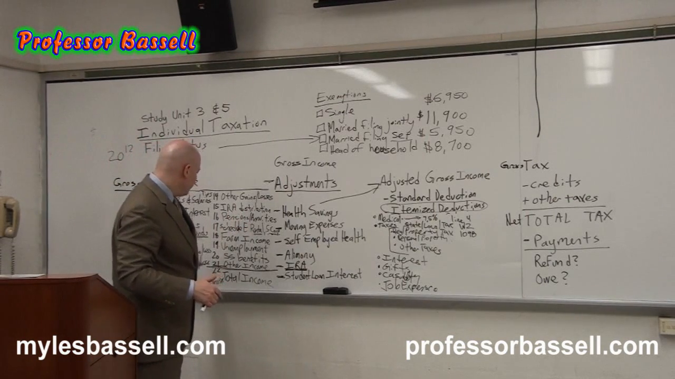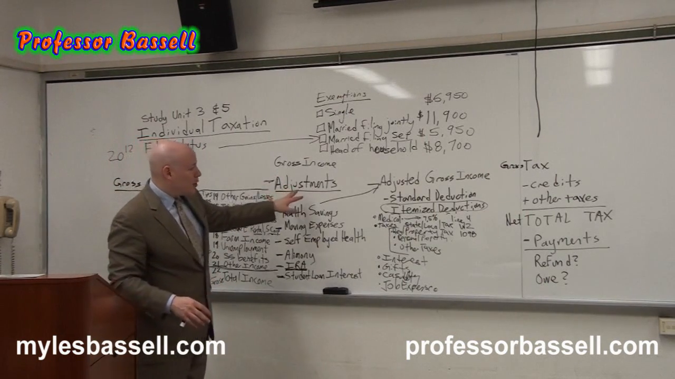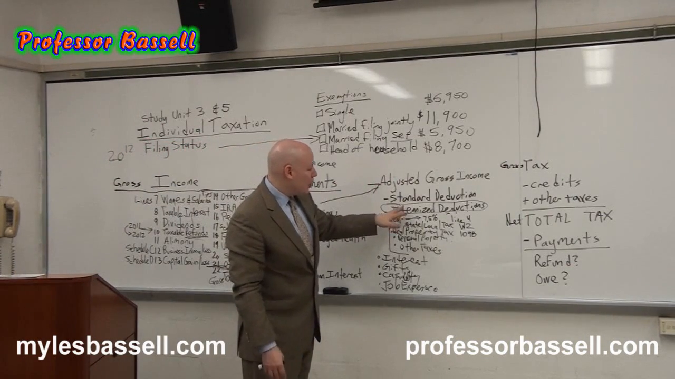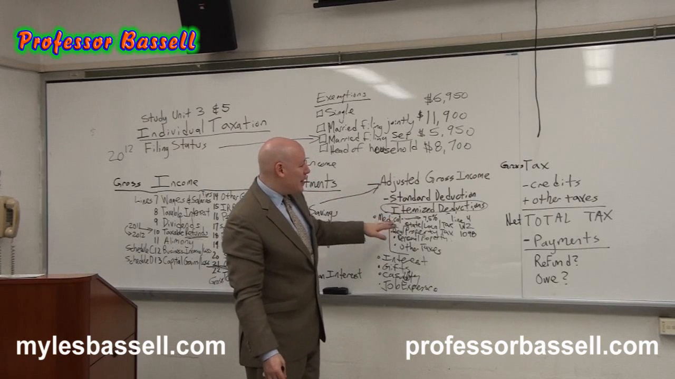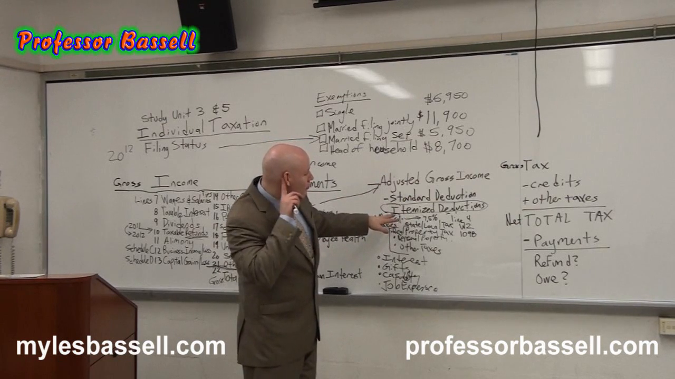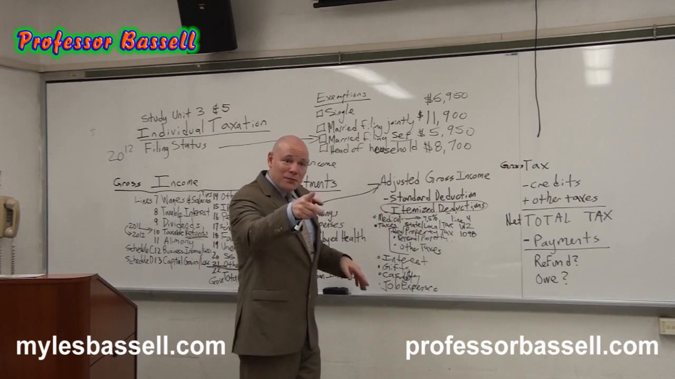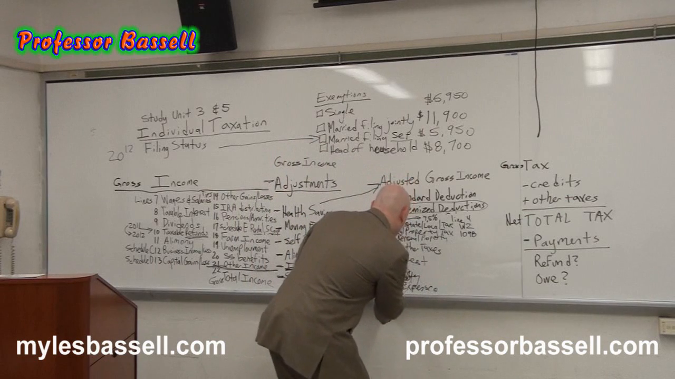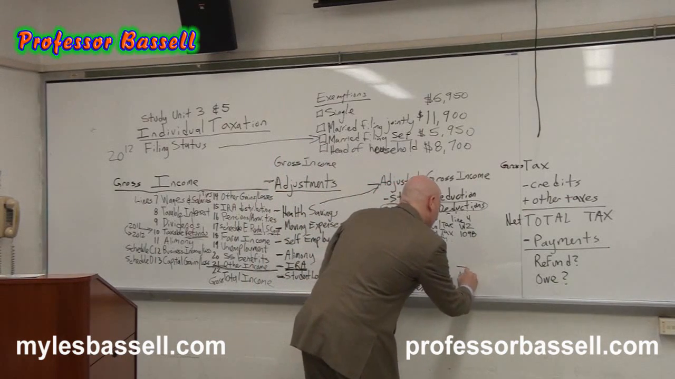So we have our gross income. We subtract our adjustments. When we do that, we get our adjusted gross income. We subtract our itemized deductions, and that gives us what? Yeah, our taxable income. So this is going to give us our taxable income.